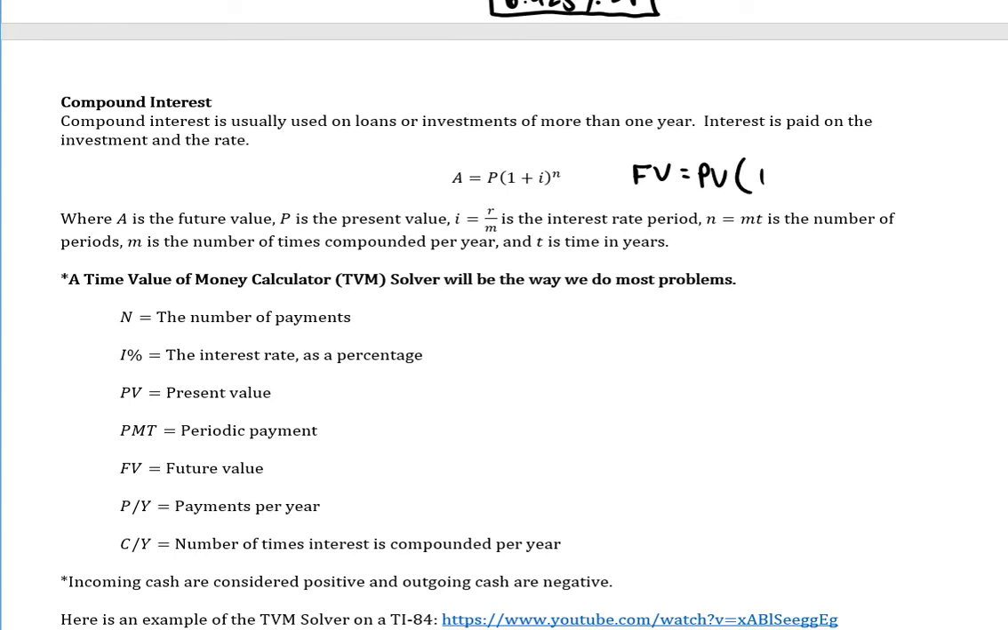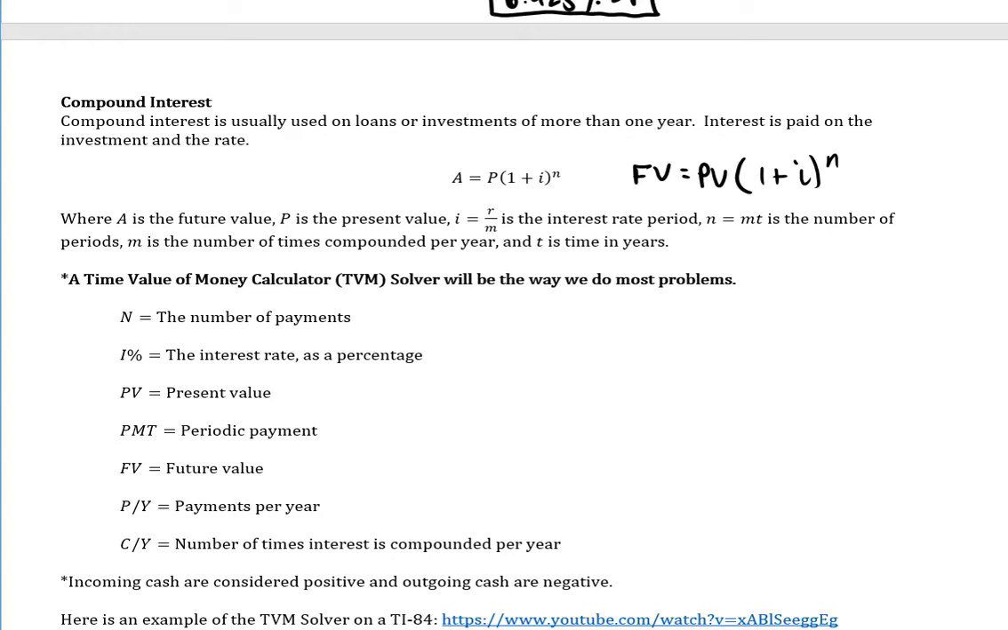Then 1 plus I. What's interesting is that this I is not the interest rate as a decimal. It's some weird I, but we'll still plug it in right there. The N is also something involving more of an equation. It's not just instantly given. You have to do a little bit of work to get there.